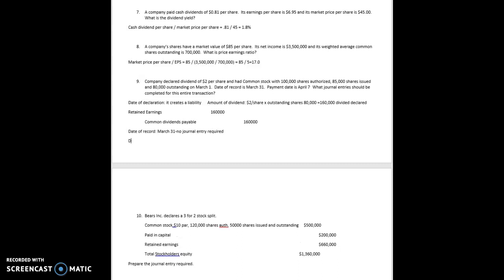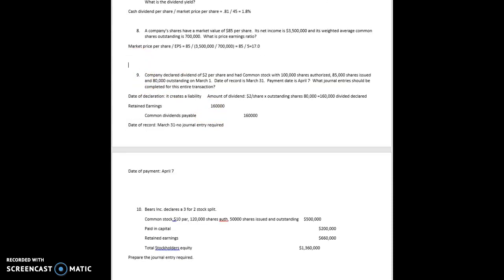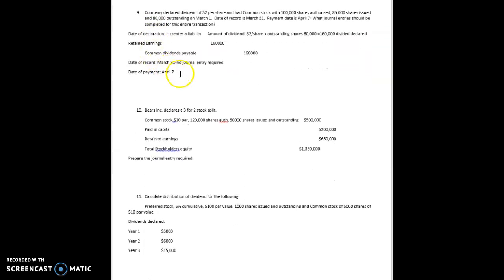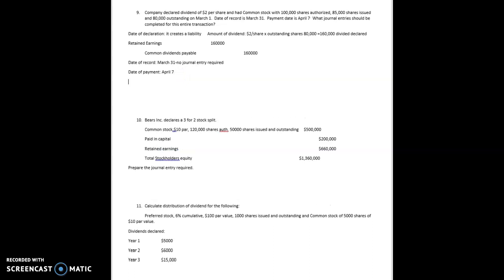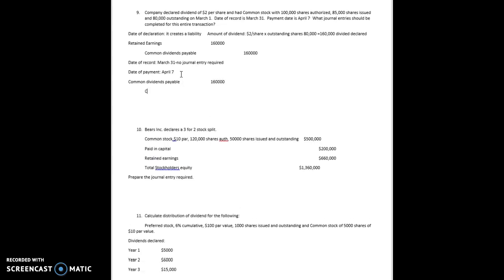All right, so now we go to the date of payment, which was April 7th. I'm going to just move this down to the next sheet so we can have it all in one. Date of payment is April 7th, and we are now paying that liability that we created with the date of declaration. So we're debiting common dividends payable for that $160,000, and we're crediting cash because we're paying them out in cash for $160,000.